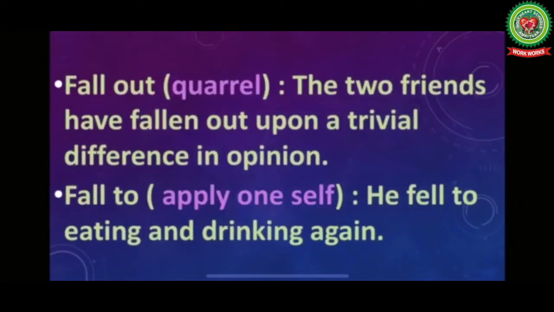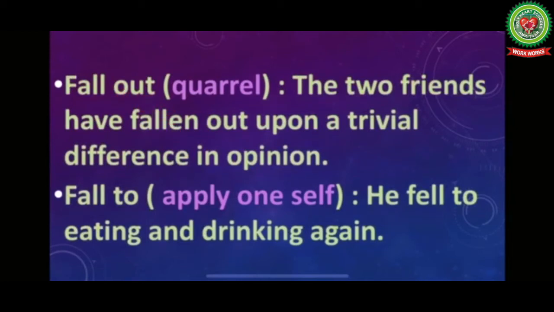Now children, next is fall out. Fall out means quarrel, means jhagda karna. The two friends have fallen out upon a trivial difference in opinion. Trivial means a little. So here it means that the two friends have fallen out. Fallen out means they have quarreled upon a trivial difference in opinion. So instead of using the word quarrel or quarreled, we may use the phrasal verb fall out or fallen out.